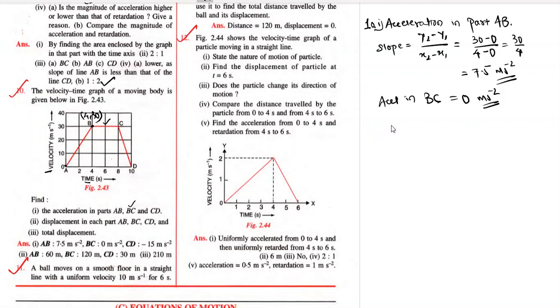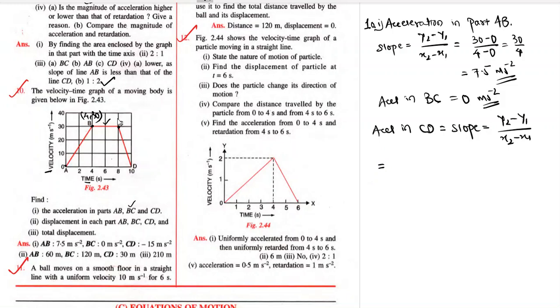Okay. Acceleration in CD, which is equal to slope, which is equal to y2 minus y1 upon x2 minus x1. I've seen many students writing rise upon run. The rise upon run, I told you only to help you understand. Please do not take it literally and do not use it, okay? You have to write y2 minus y1 upon x2 minus x1 in the exam also. Rise upon run is only for our understanding.